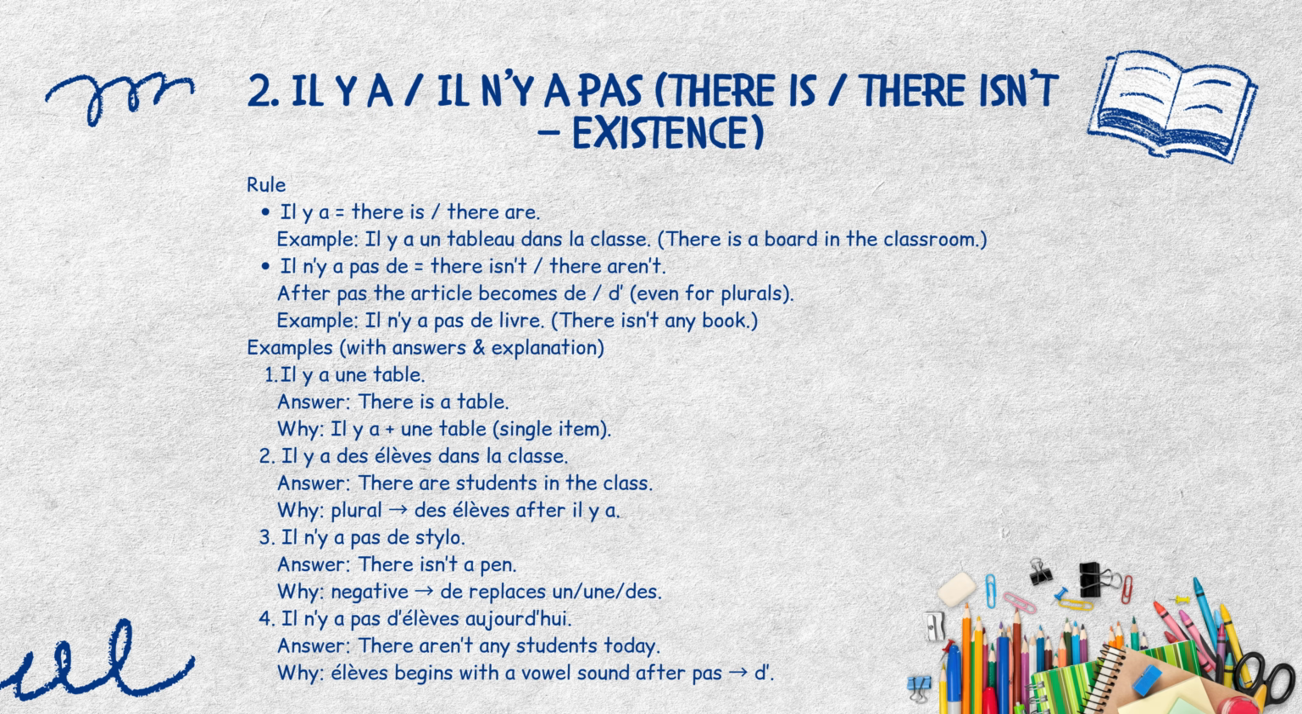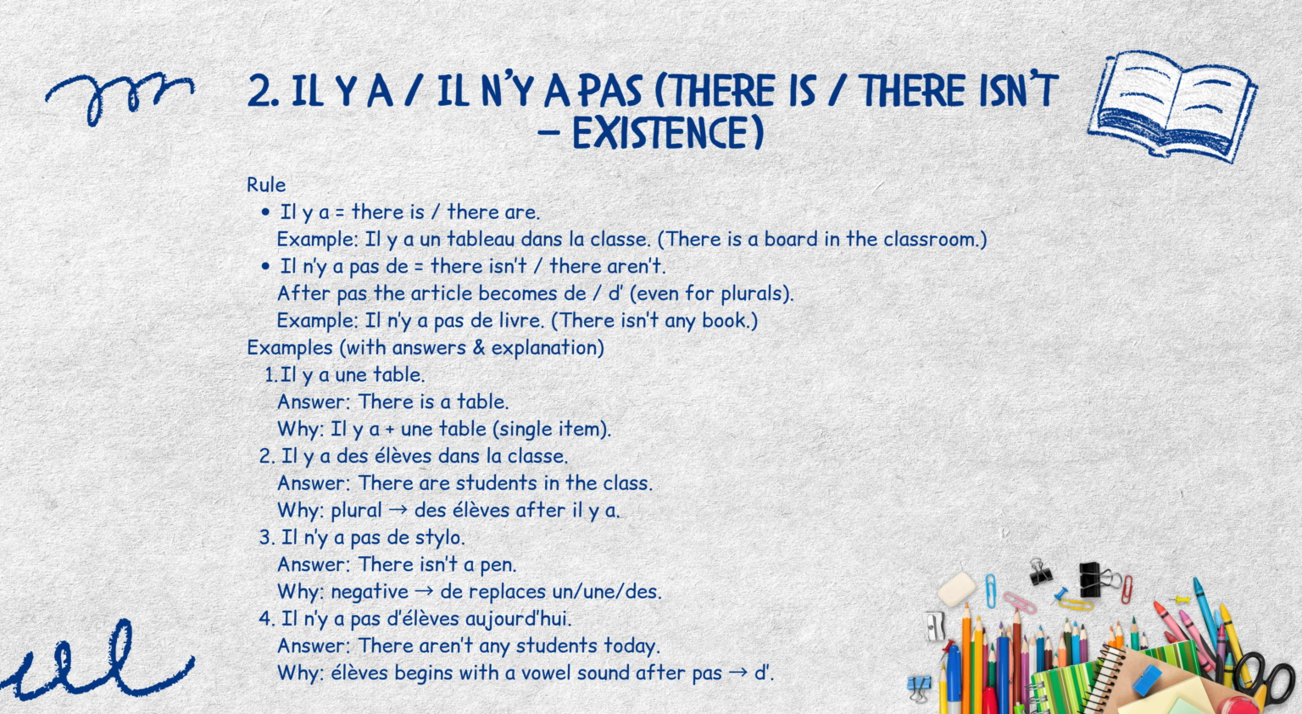Number 1. Il y a means there is or there are. It is used to show that something exists or is present. Number 2. Il n'y a pas de means there isn't or there aren't. It is used to say that something does not exist or is not present. Number 3. After pas, we always use de or d' with apostrophe, even for plural nouns. Number 4. Use d' with apostrophe before words that begin with a vowel or a silent h, and de before words that begin with a consonant.